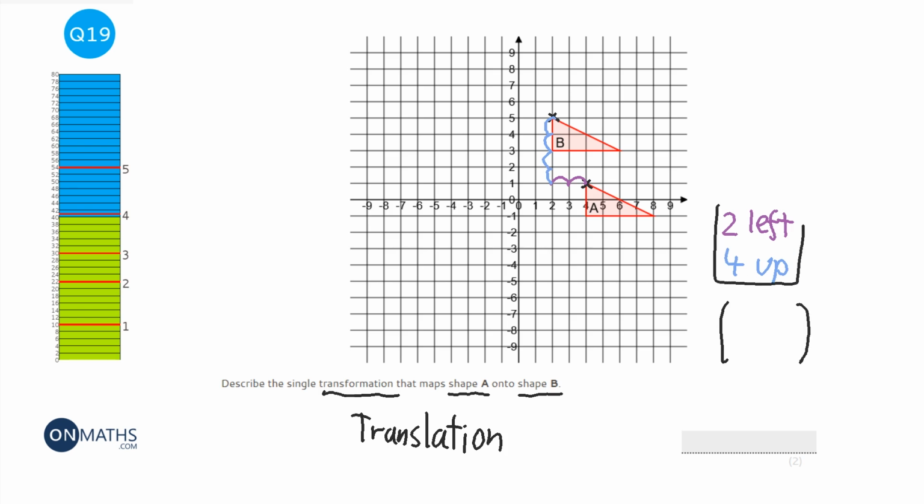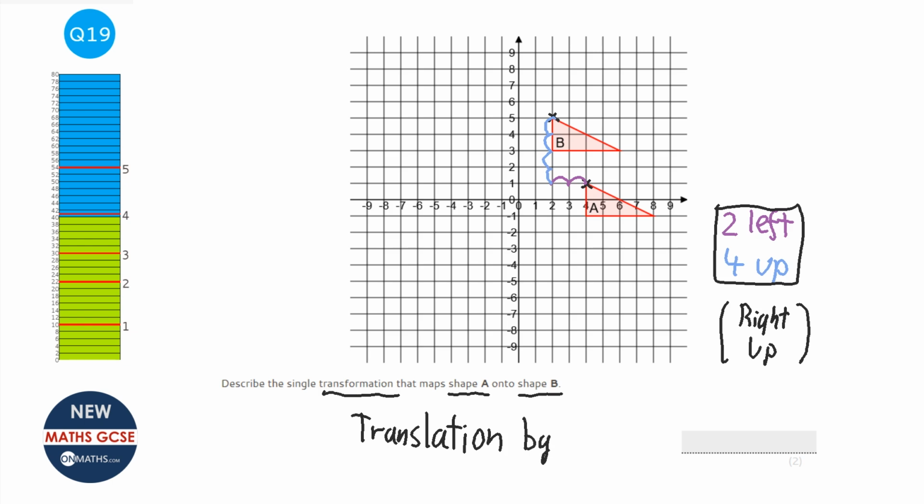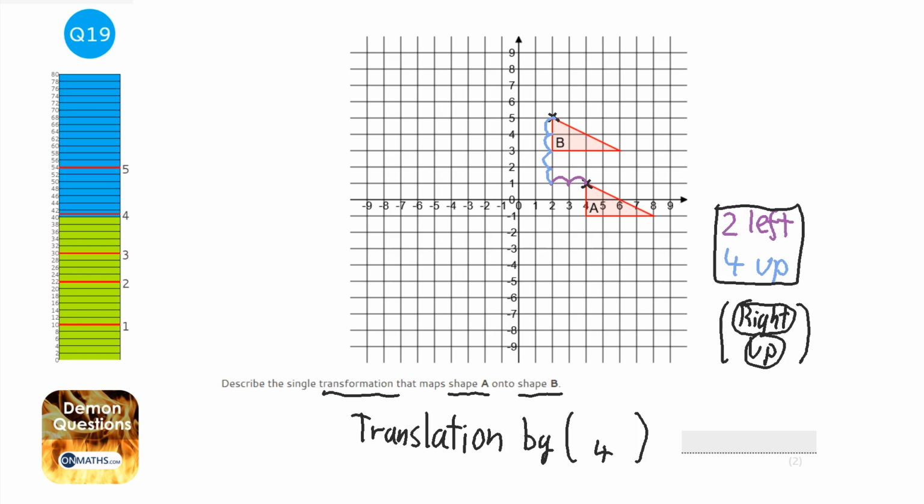Now the way of showing translations is by using vectors, and it sounds fancy, but it's just putting this information here between a bracket. The number at the top of the bracket is how far right it's gone, and the number at the bottom is how far up it's gone. Well, let's do the number at the bottom first. So translation by, there's different words you could use there, and the number at the bottom, well, it's gone 4 up. So it's just a 4 there. Now, here's a problem. This is how far right it's gone, but it's gone 2 left. Well, we just simply put -2 right. Now, be careful. Don't ever put a fraction line between the -2 and 4. It's not a fraction, okay? So don't ever put the fraction line in.